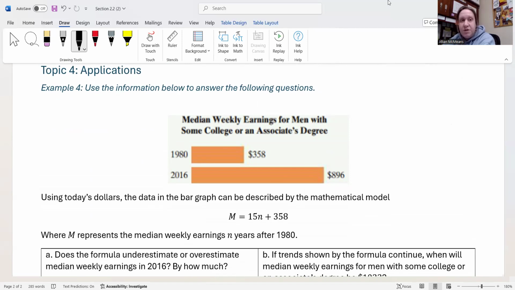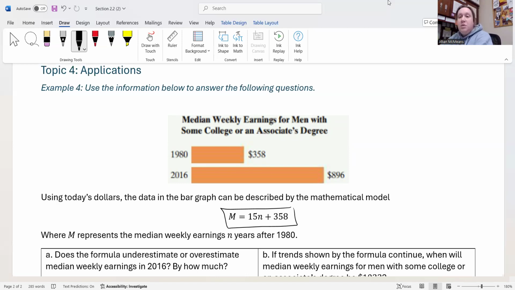For this example 4, it says use the information below to answer the following questions. We have this graph, and it says the median weekly earnings for men with some college or an associate's degree in 1980 was $358. In 2016, it was $896. It then says, using today's dollars, the data in the bar graph can be described by the following mathematical model. Mathematical models are basically formulas that have real world backing. So the variables in the formula have some kind of real world meaning.